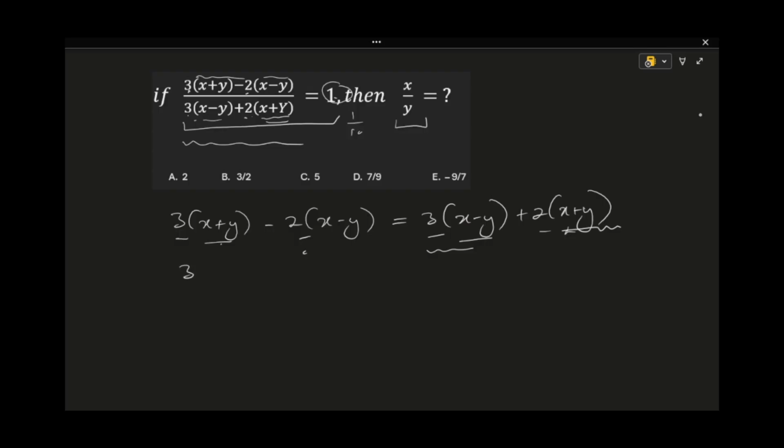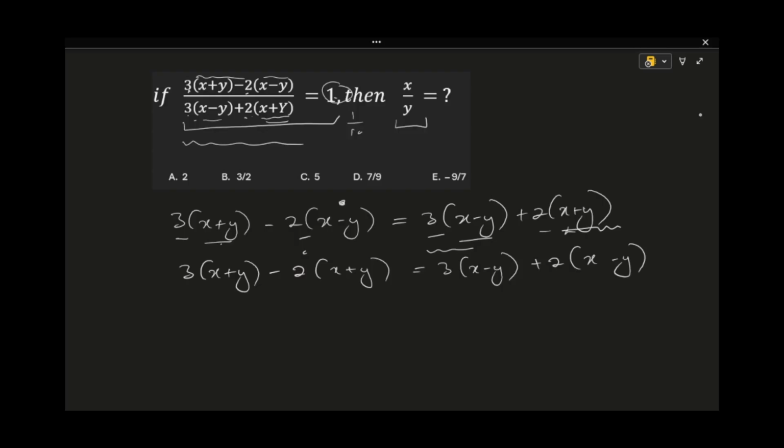And then we just say 3(x plus y), and then we take the 2(x plus y), and then it becomes negative 2(x plus y) this side, and then this side will be left with 3(x minus y). I'm also going to take this negative 2(x minus y) to the other side, then it becomes 2(x minus y). So far so good, right?